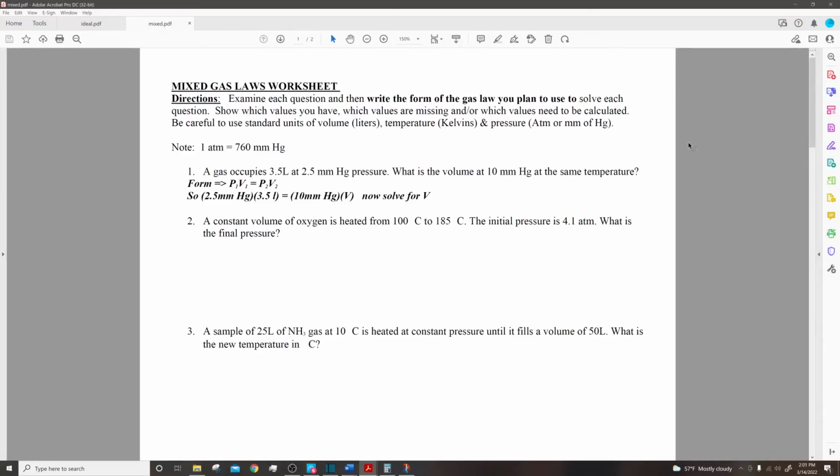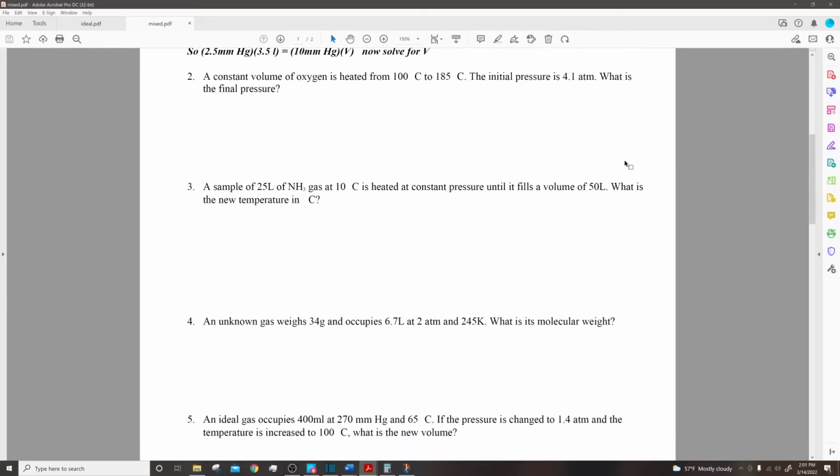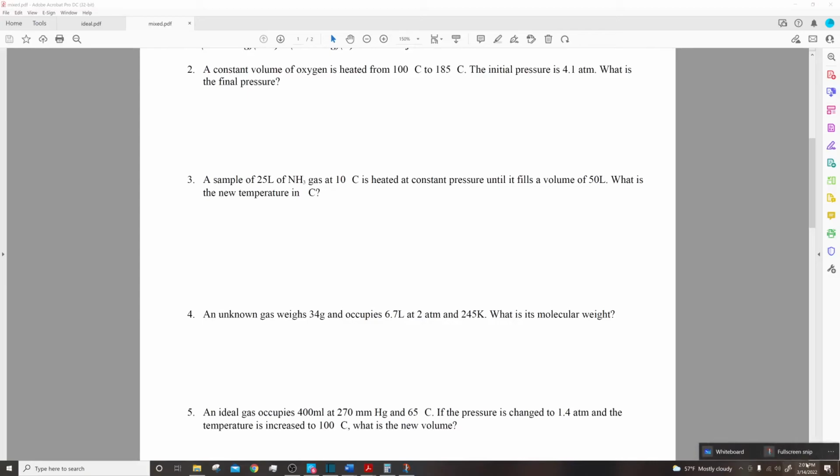You have to find out which gas law you need, and then you use that gas law for that equation. So the first thing I want to do is run through these and see if we can figure out which gas law is required for each equation. So let's go ahead and go through these.